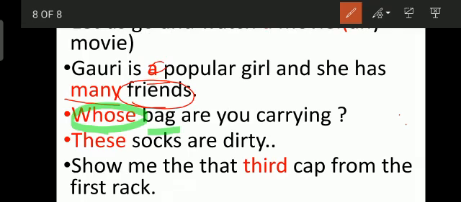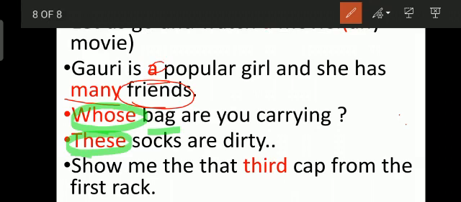Now look at the third sentence. These socks are dirty. These is followed by socks, which is your noun. So, this is your demonstrative determiner. Very good. This is your demonstrative determiner.